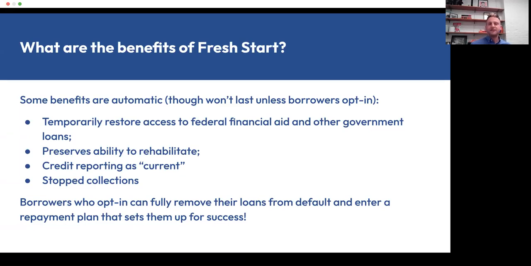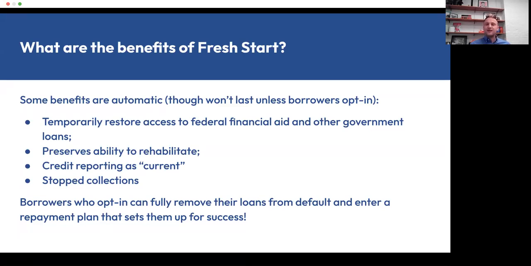So the benefits of Fresh Start. As Anna was suggesting, some of the benefits are automatic for all borrowers, but they're only going to last until September 2024 if a borrower does not affirmatively opt into Fresh Start. Most importantly, everyone who was in default before the pandemic is going to continue to have no collections during this limited time period, regardless of whether they opt into Fresh Start or not. They're also going to temporarily have access to federal financial aid and other federal government loans. But again, if you don't affirmatively opt in, you will only have that restored access until September 2024. Borrowers will still have the ability to rehabilitate their loans in the future should they find themselves in default again. And until September 2024, borrowers will automatically have their loans reported as current rather than as in default, regardless of whether they opt into the Fresh Start program.